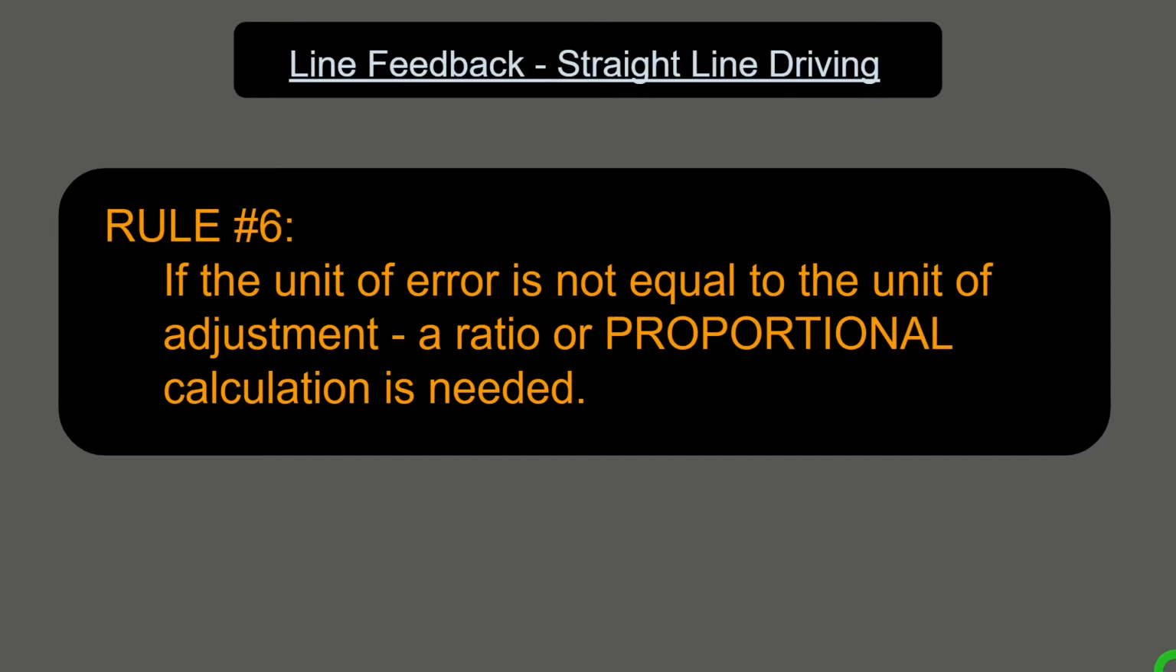Rule number 6, if the unit of error is not equal to the unit of adjustment, a ratio or proportional calculation is needed. Well, as I just mentioned, the difference between our error and our adjustment value is very, very different. And that's going to make it a little bit more challenging to tune this. Now, this will be a PID control loop. I'm hoping to stick with just the proportional component of it. If I've got to add integral and derivative, it adds cycle time, and I'm trying my best to avoid that.